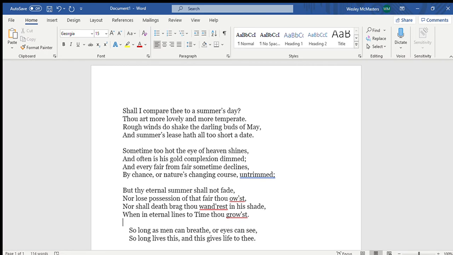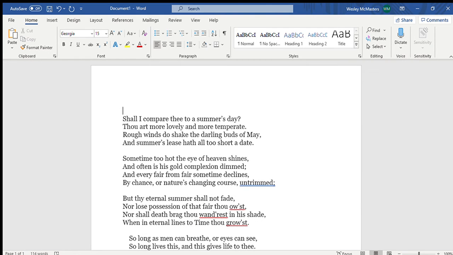So these 14 lines in Shakespeare are divided into 4 different stanzas. The first 3 are quatrains, and the last one is a couplet. And a couplet is just, again, a fancy word for a stanza with 2 lines. There's also a rhyme scheme that all of these Shakespearean sonnets follow. And the rhyme scheme, I'm going to type it up top here.